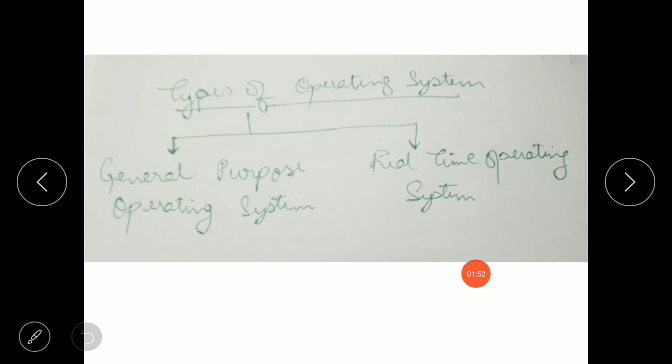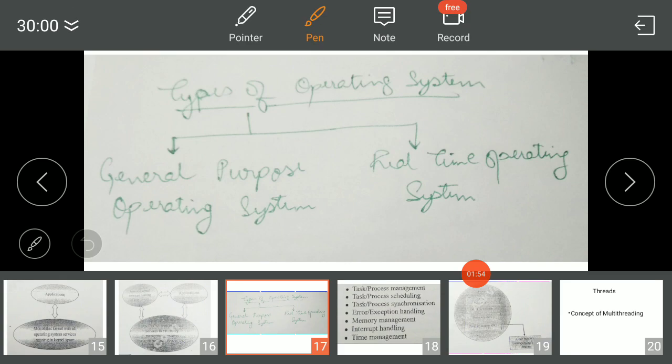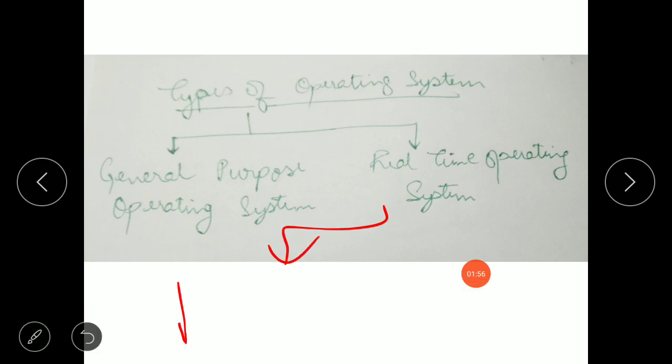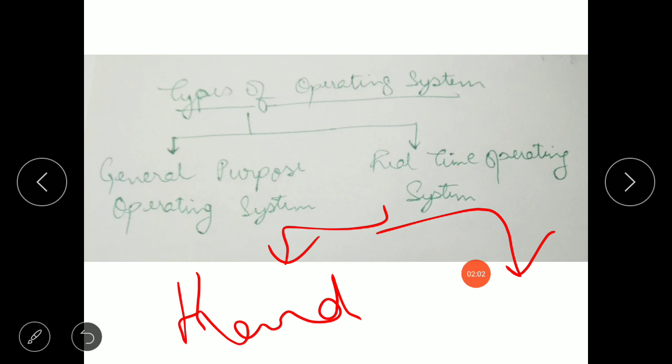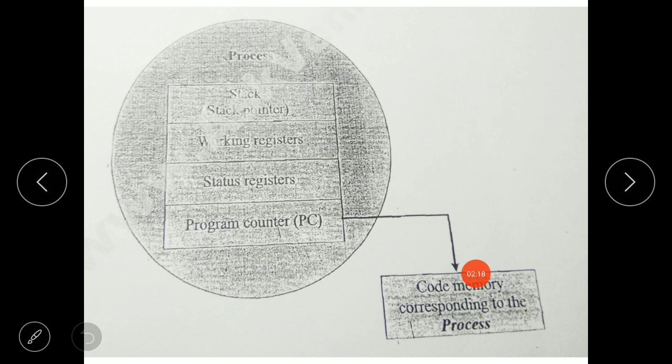One is hard real time, and the second one is soft real time. The soft real time operating system does not guarantee meeting deadlines but offers the best effort to meet the deadline.